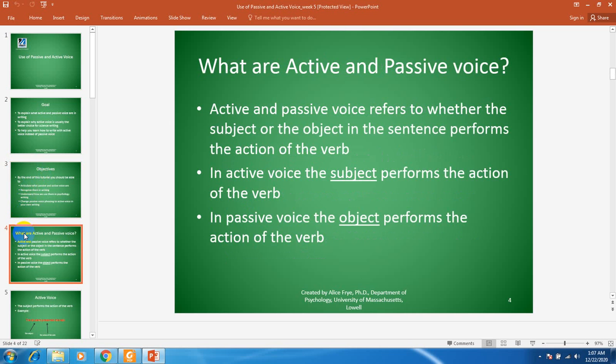What are active and passive voice? Listen now. Active and passive voice refers to whether the subject or the object in the sentence performs the action of the verb.